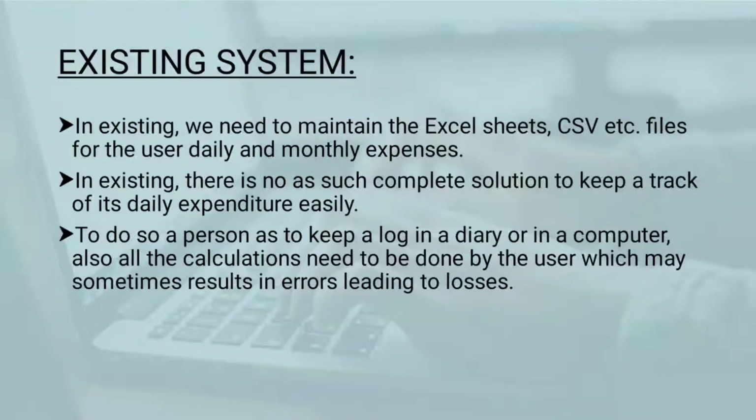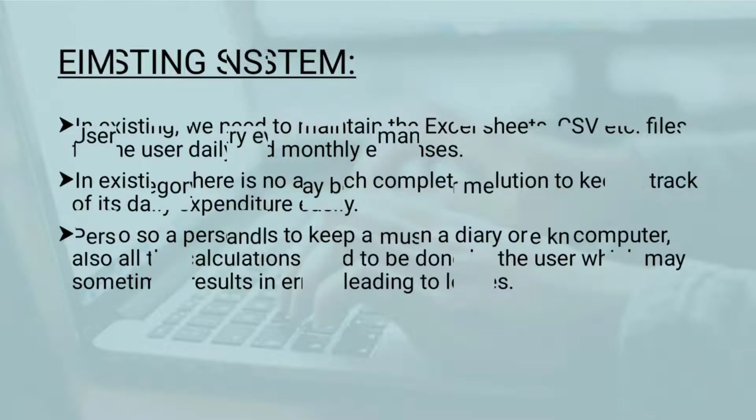Now the existing system. In the existing system, we need to maintain Excel sheets, CSV, etc. files for the user's daily and monthly expenses. In the existing system, there is no complete solution to keep track of daily expenditure easily. To do so, a person has to keep a log in a diary or in a computer. Also, all the calculations need to be done by the user, which may sometimes result in errors, leading to losses.